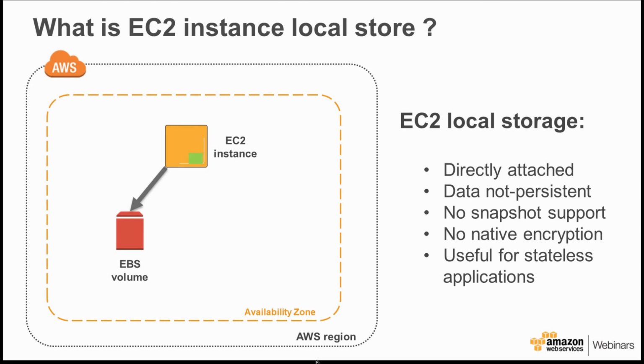Local store doesn't support EBS features like automatic replication, and thus has a different durability than the 0.1 to 0.2% AFR of EBS volumes. It doesn't support snapshots, and it also does not support native encryption. Encryption is a feature that comes with EBS volumes and can be embedded and enabled with a single click. Now, some customers do use EC2 local instance storage. They do use it for IO-intensive applications, typically in stateless architectures.